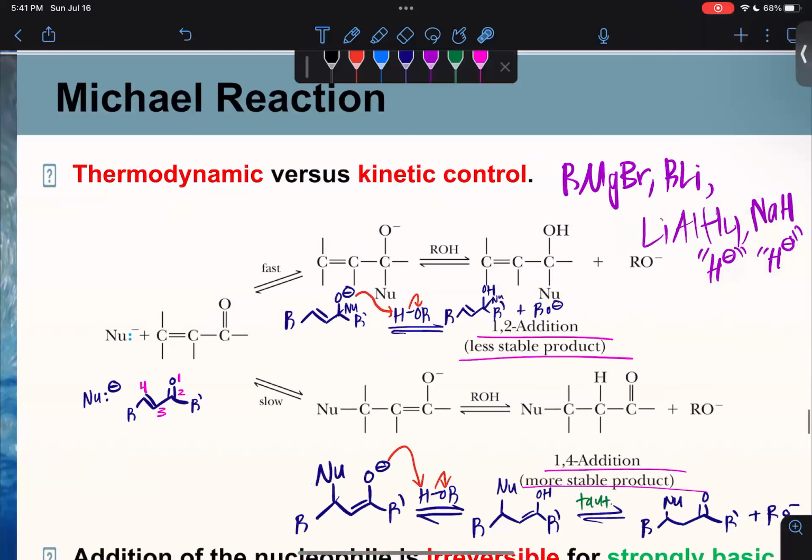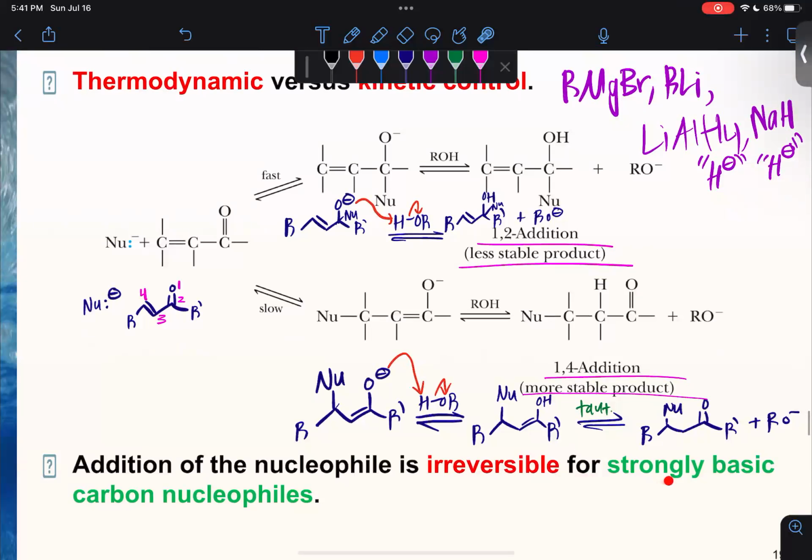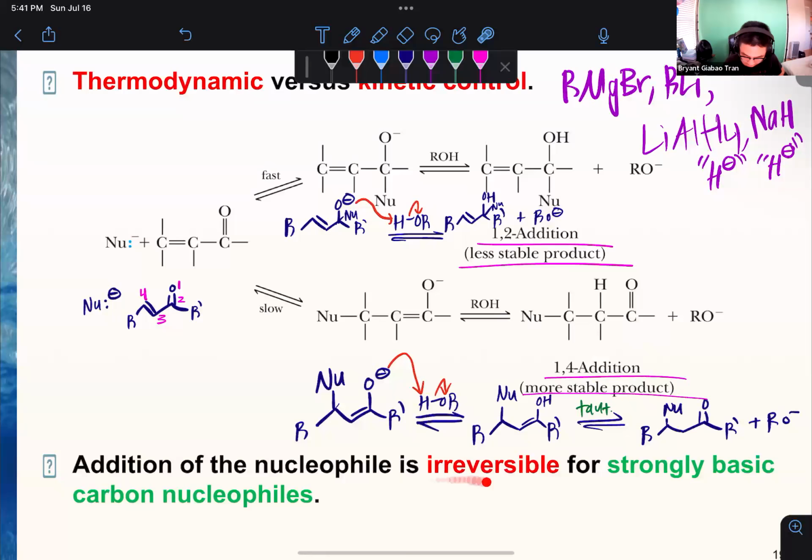Why is it irreversible for strongly basic? Yeah, for strongly basic carbon nucleophiles like RLi or RMgBr, you could think of that as, since it's very basic, it wants to grab a hydrogen and it wants to keep the hydrogen. It doesn't want to go back. It doesn't want to give it up once it has the hydrogen. So it's not reversible. Okay, irreversible.